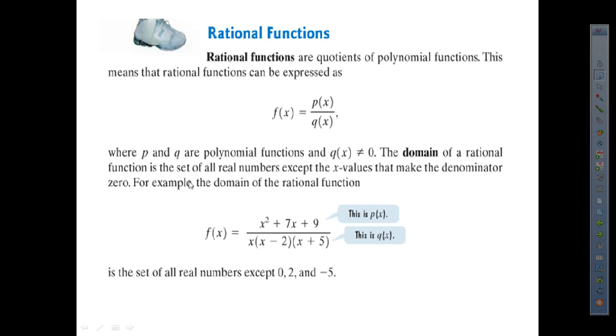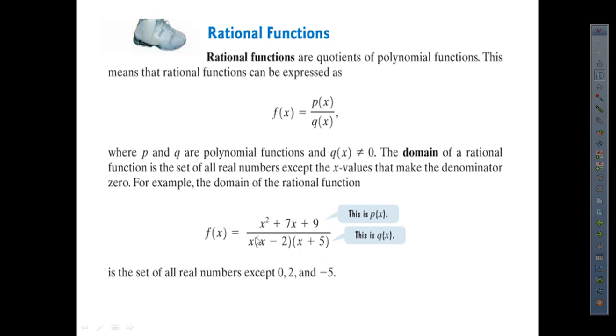Now, the domain of a rational function is the set of all real numbers except the x values that make the denominator 0. Remember, of course, if we divide by 0, we are doing something that we're not allowed to do. Therefore, we can't have any x value that makes q of x, that polynomial on the bottom, equal to 0. So we'll use that to find the domain. Anything that makes the denominator 0 has to be excluded from the domain. You start off with the domain having all real numbers, and then you take out anything that's going to make that 0.